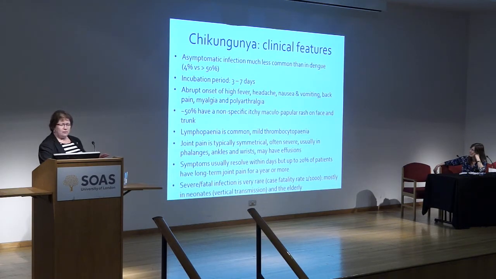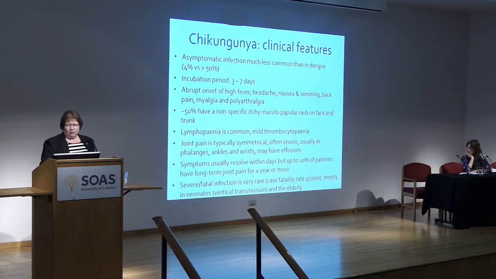And the fever is usually very high, 39 degrees or greater, and people complain particularly of a rather itchy, irritating rash and then joint pain. And the joint pain is often symmetrical. It's usually in the wrists, the fingers, and the ankles. Although they may have effusions, it's not necessarily associated with frank arthritis.